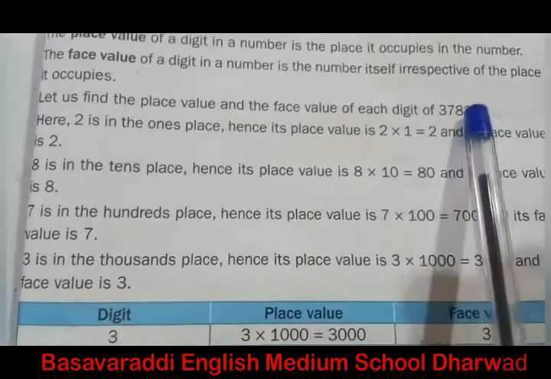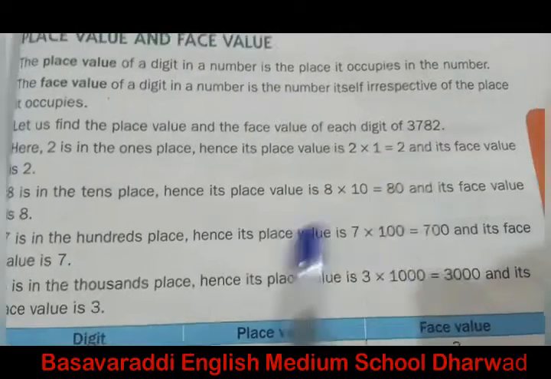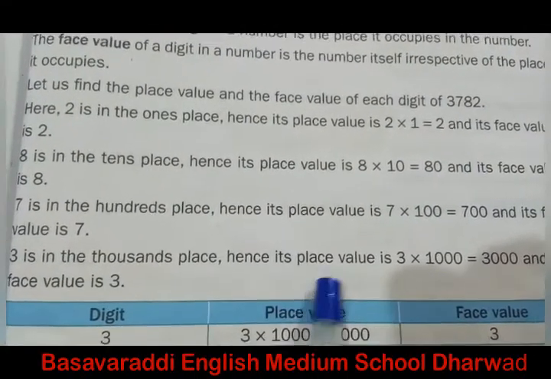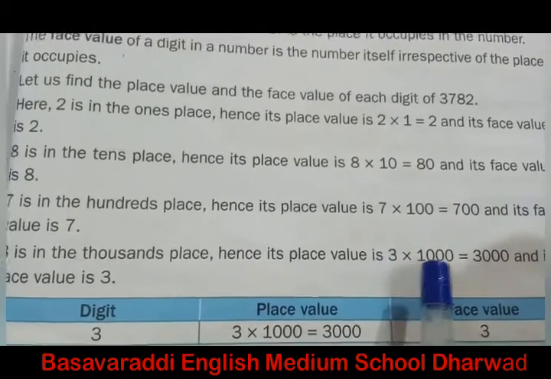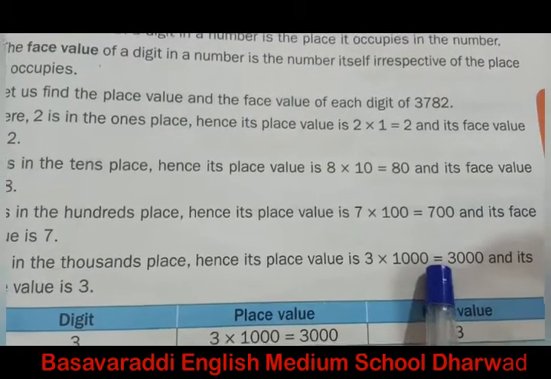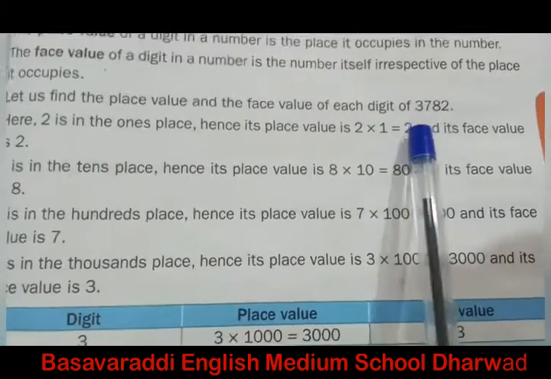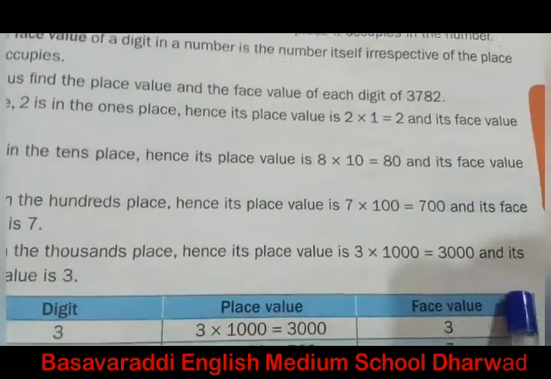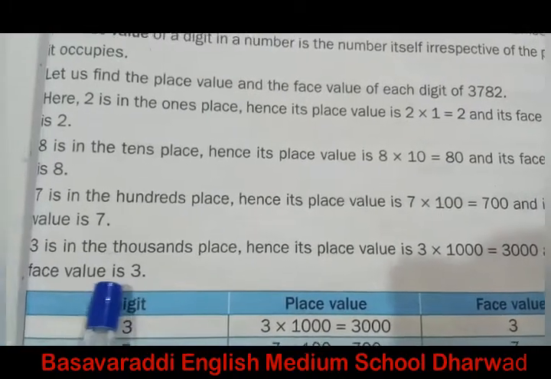3, which place is it in? That is the thousands place, so 3 is in the thousands place, hence its place value is 3 into 1000, which is equal to 3000. Its face value is the number itself, 3 only.